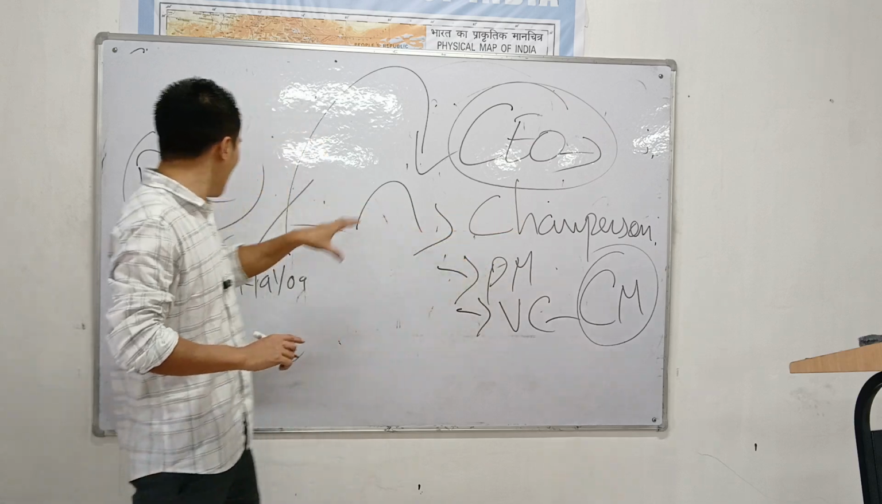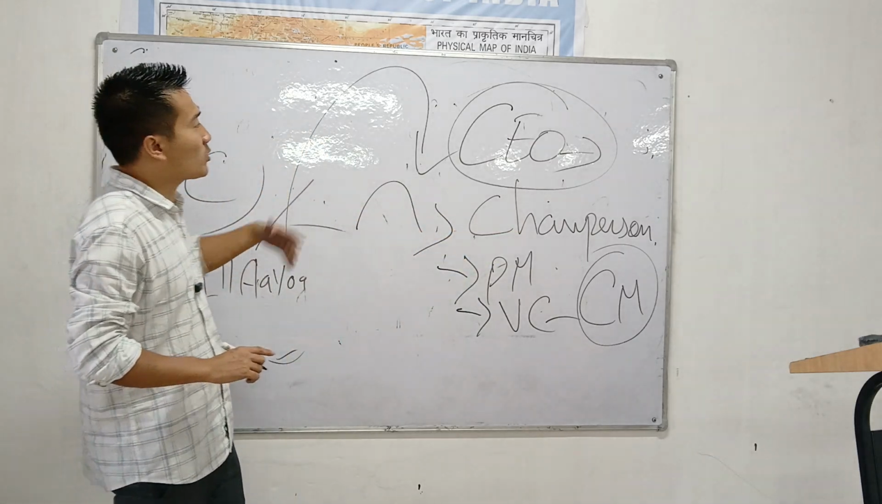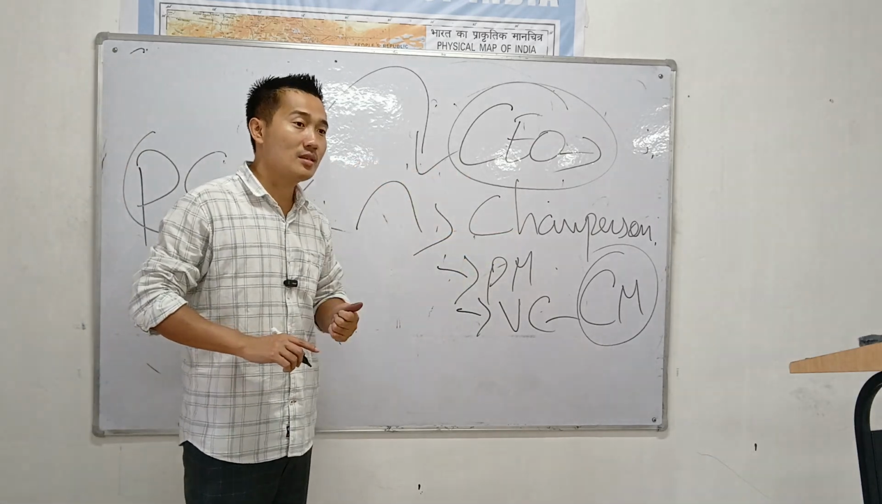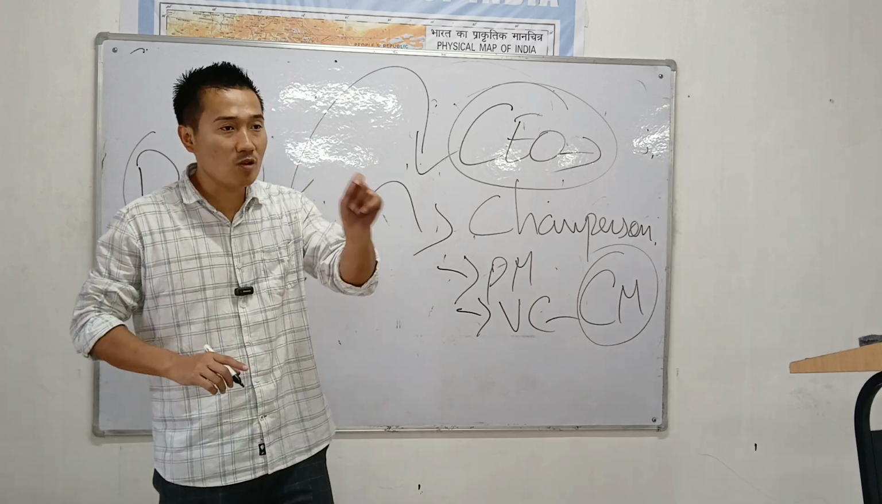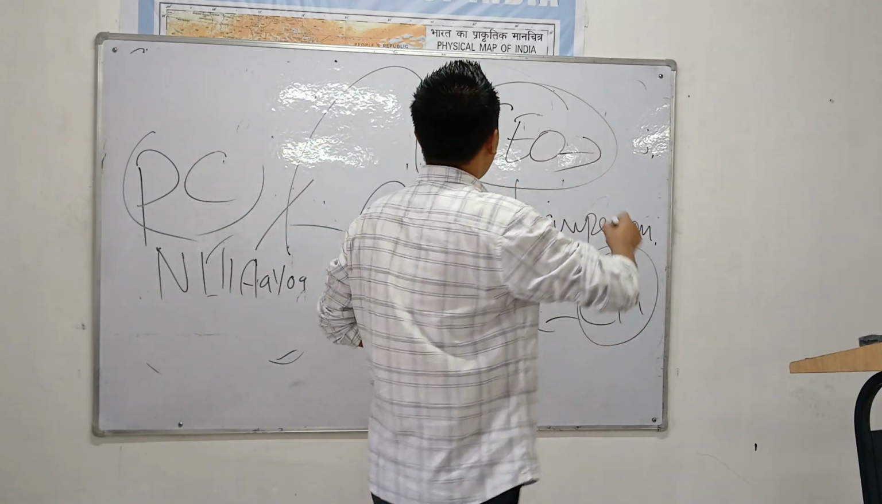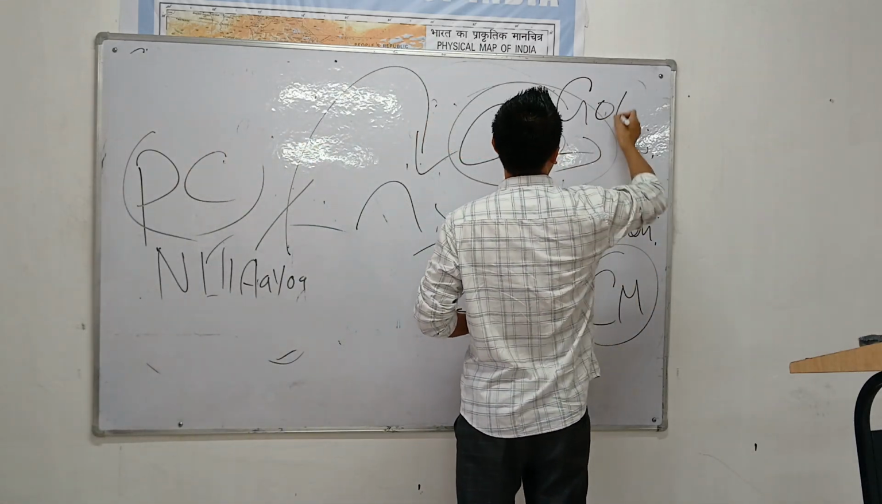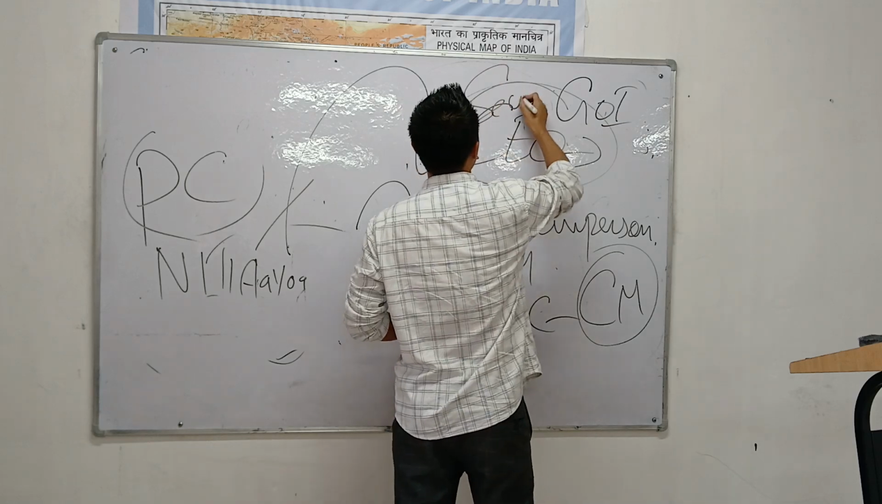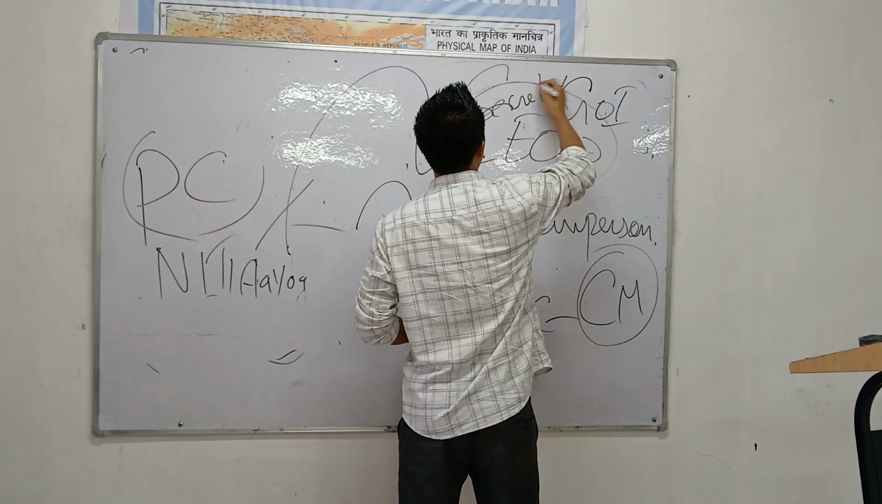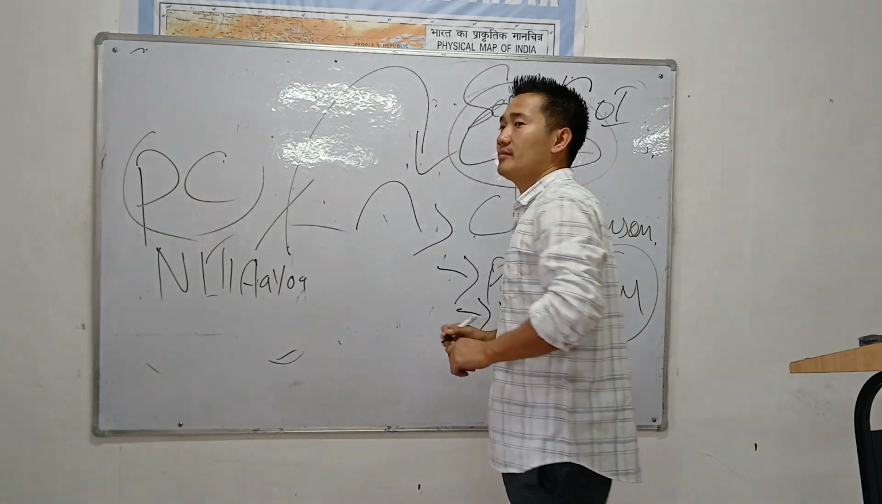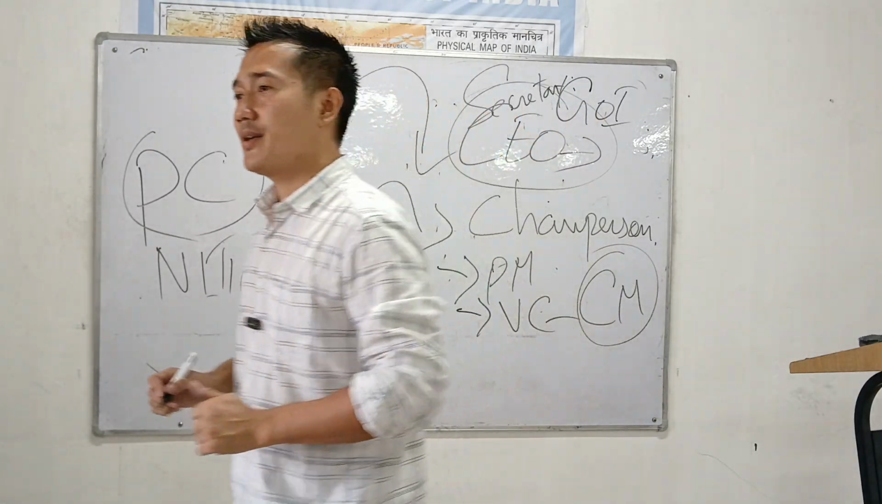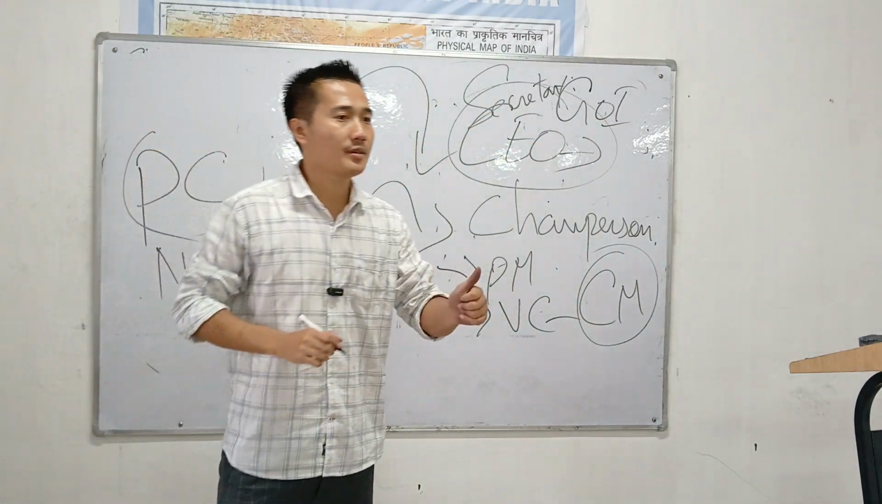All the policies which are made in the NITI Aayog, who is going to implement them? It is the CEO. CEO is an IAS officer. As senior most, please write down. The rank is Secretary to the Government of India. Secretary to the Government of India.